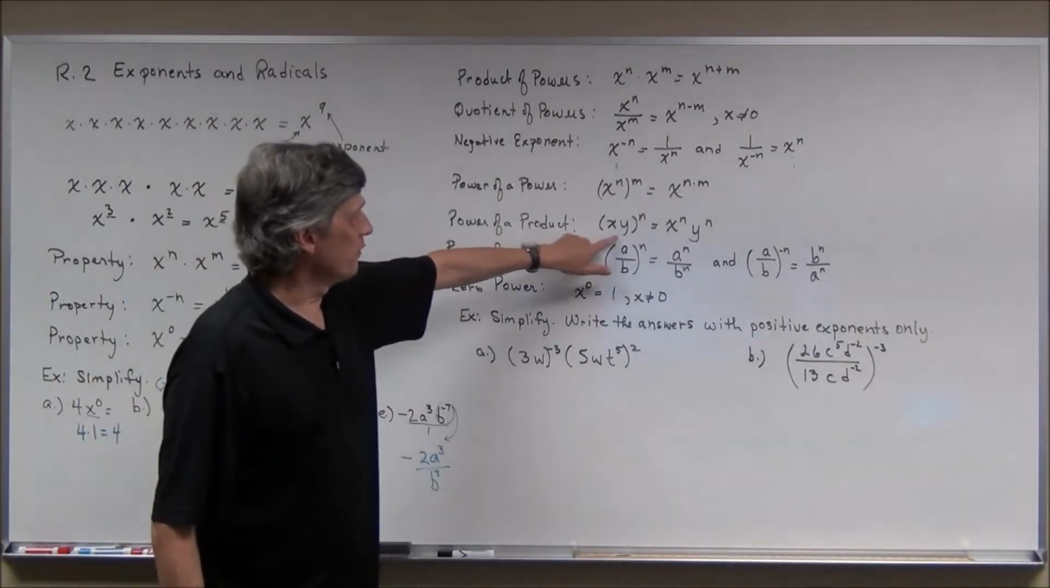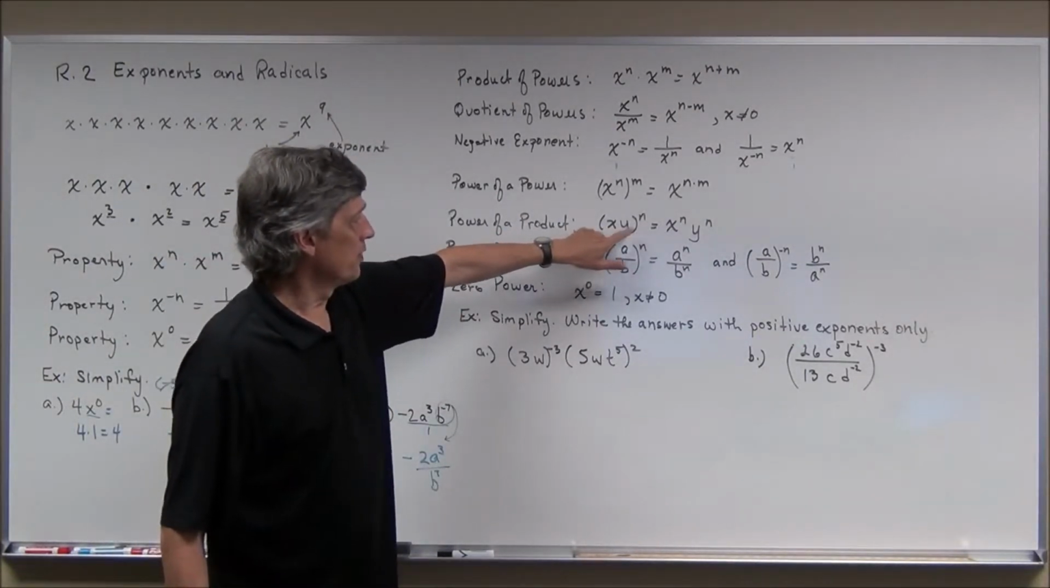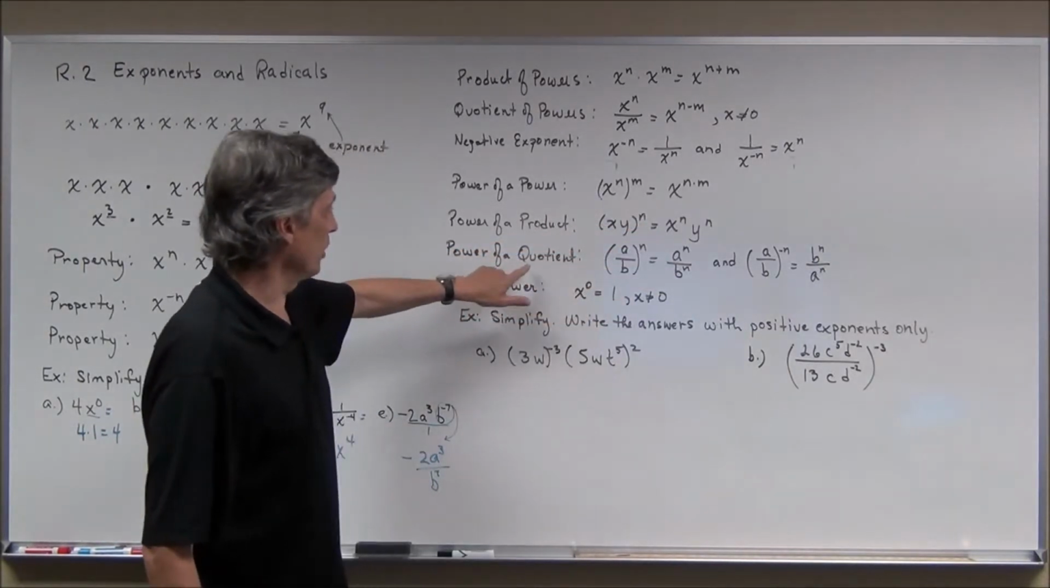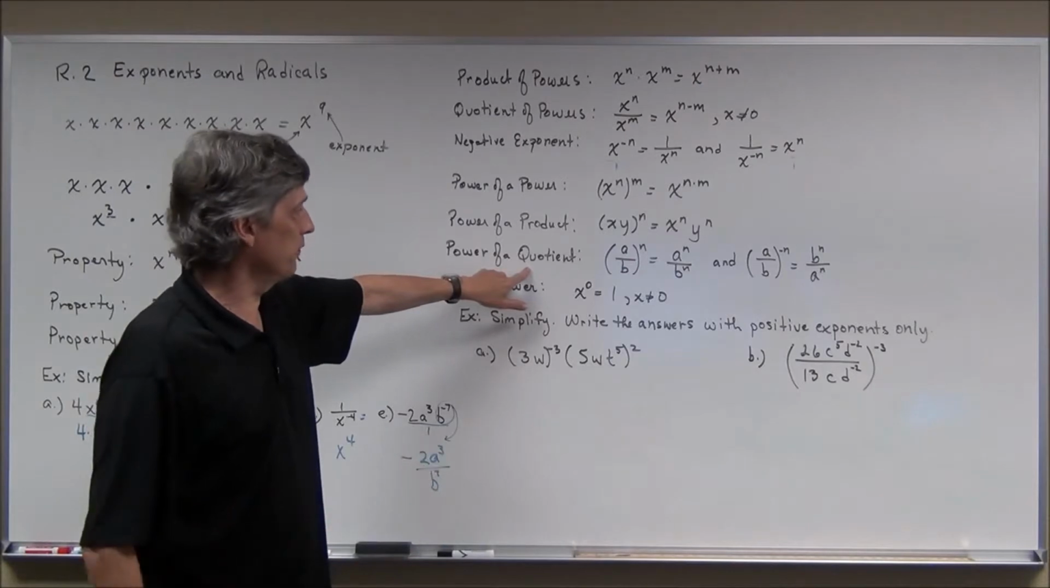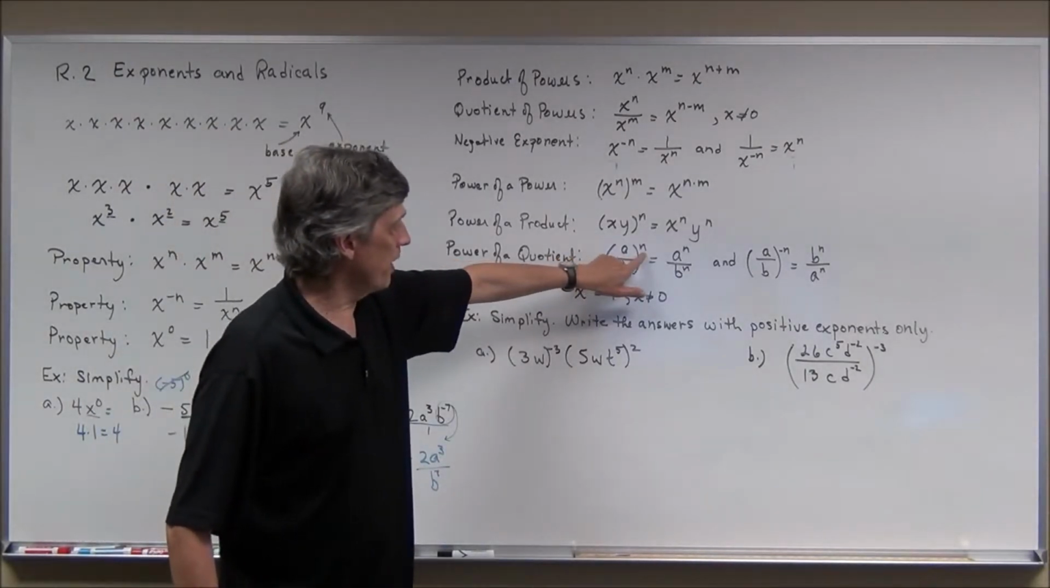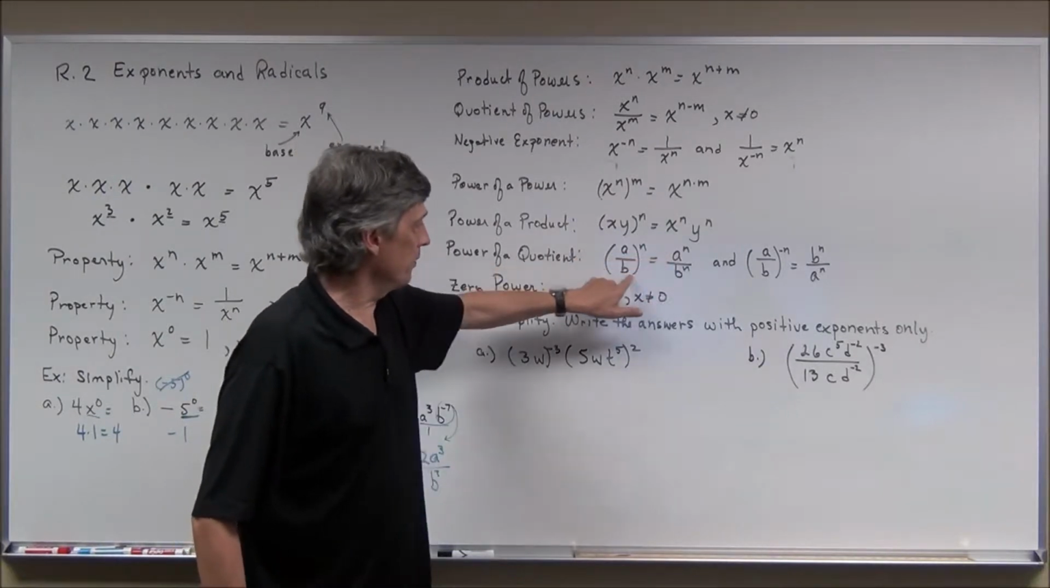Power of a product, if you have a product of 2 factors that are raised to a power, each factor gets raised to that power. Same thing goes with a quotient. It doesn't work for sums and differences, but it works for products and quotients. If you have a quotient that's raised to a power, the numerator gets raised to the power, the denominator gets raised to the power.